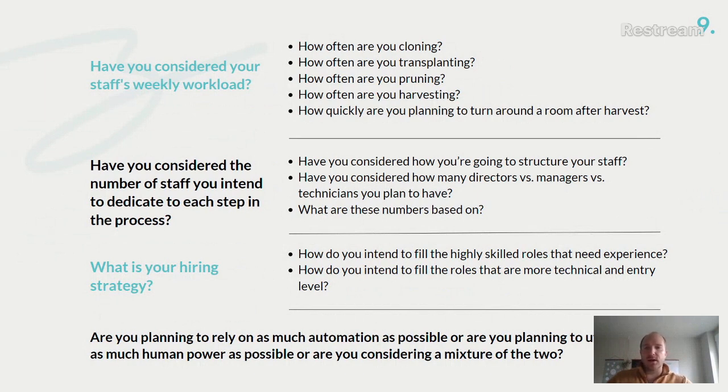Two more questions on this slide regarding hiring, which is, what is your hiring strategy? And I'm really breaking this into two different buckets for your highly skilled people and then for your entry level, more technician level. How are you going to be seeking to fill those roles? Let's talk about the technician levels first.